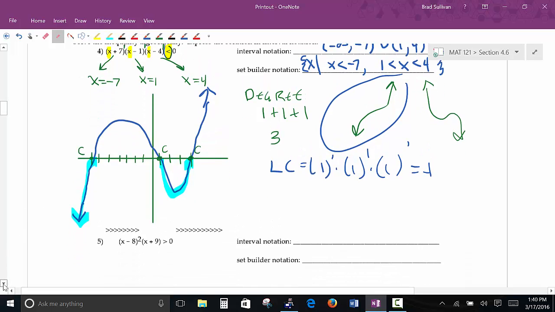Any questions about the graph and how that goes? Okay, let's do one more like that together.